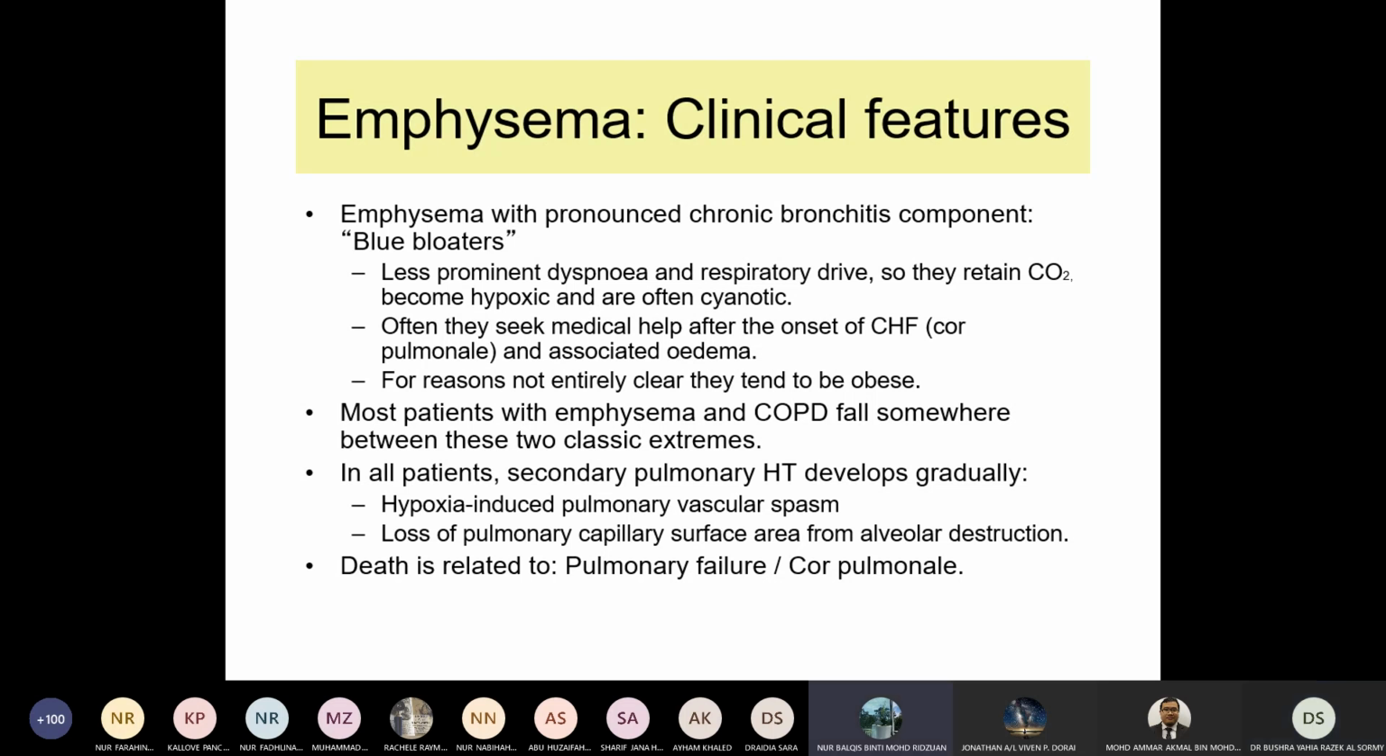Doctor, does the pulmonary vascular spasm mean the pulmonary artery vasoconstriction? Yeah, vasoconstriction. So why does the patient develop pulmonary hypertension? Usually the patient dies due to pulmonary failure and cor pulmonale. Cor pulmonale means right-sided heart failure due to pulmonary hypertension.